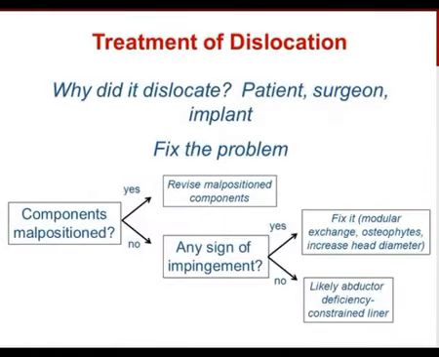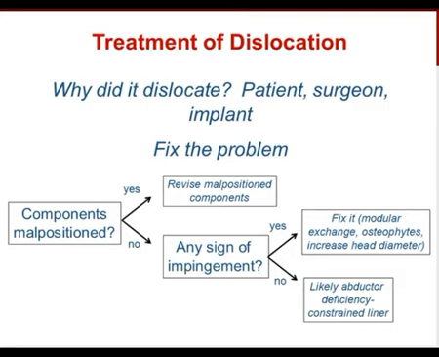I've presented here an algorithm for how to identify problems with the unstable hip and how to treat the dislocated hip. It really comes down to identifying the problem and fixing that problem. The first question you want to ask yourself is, are the components malpositioned? If the components are malpositioned, then it's a very straightforward answer. Those components need to be revised and repositioned into an optimum place.